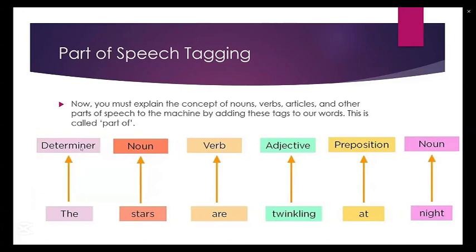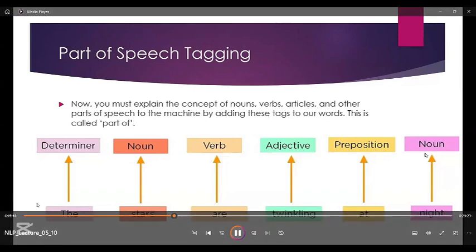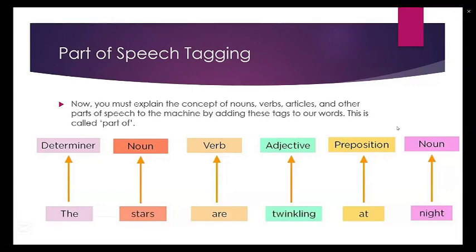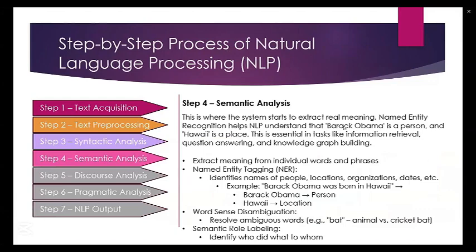So we tag this sentence as a determiner, then the noun, then the verb, adjective, preposition, then noun. So likewise we tag the sentence into various parts to help the machine understand it properly, right?